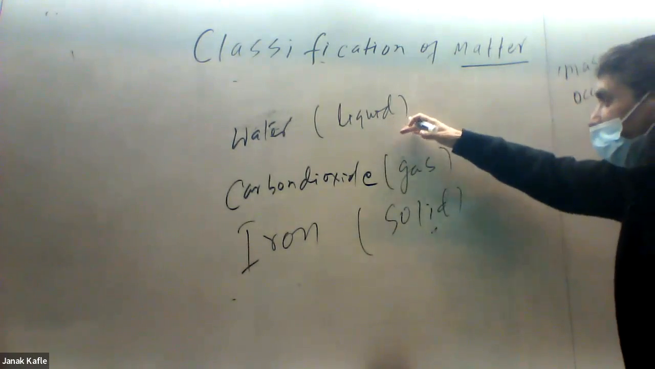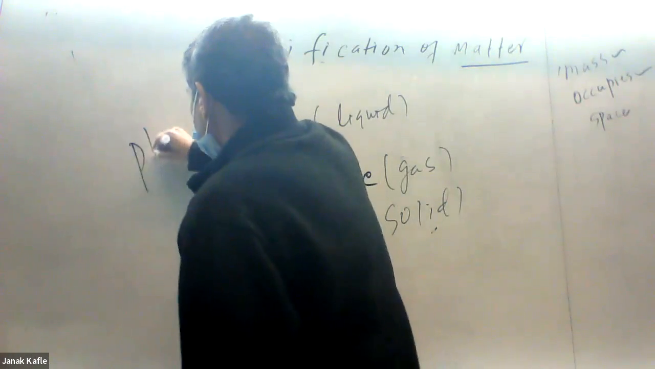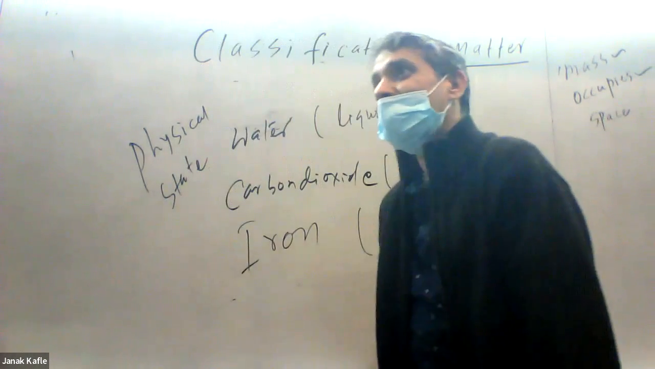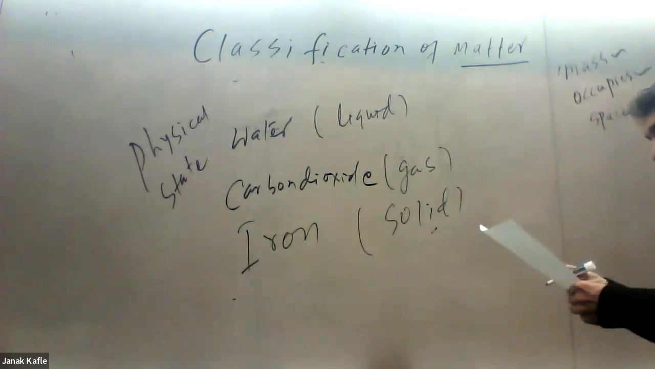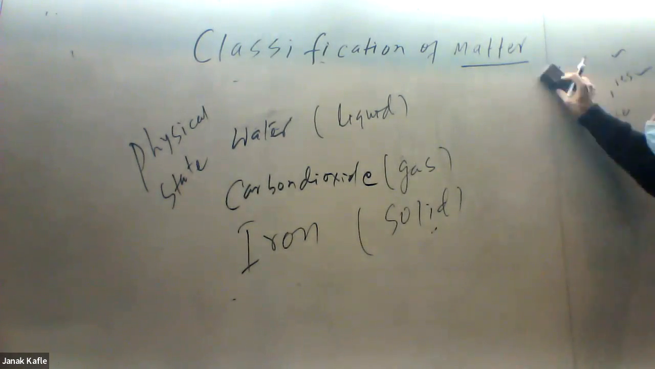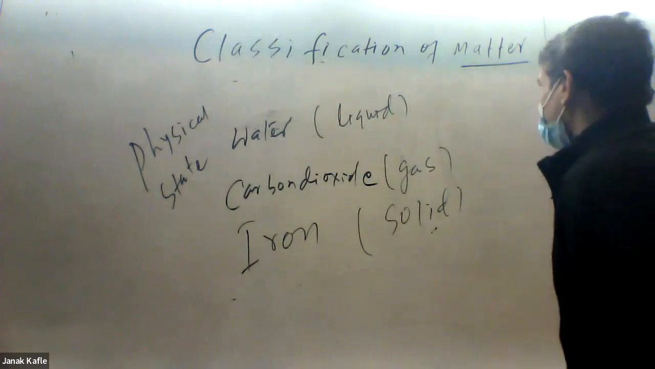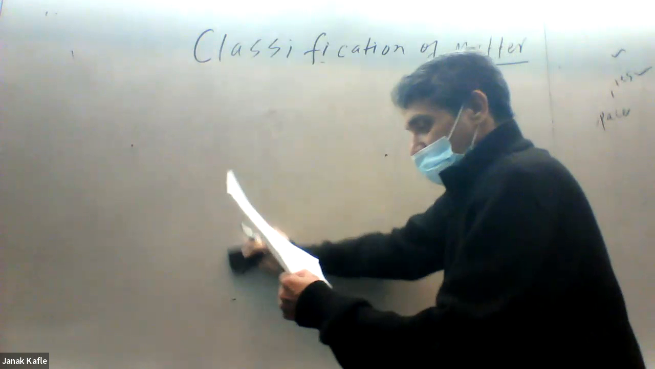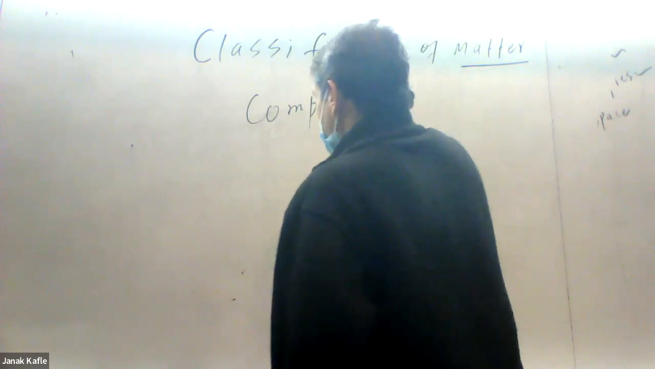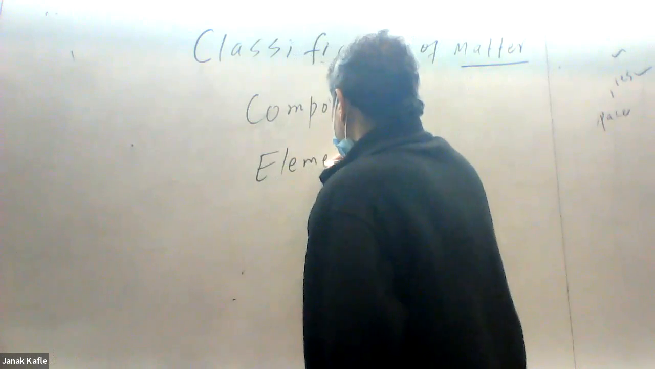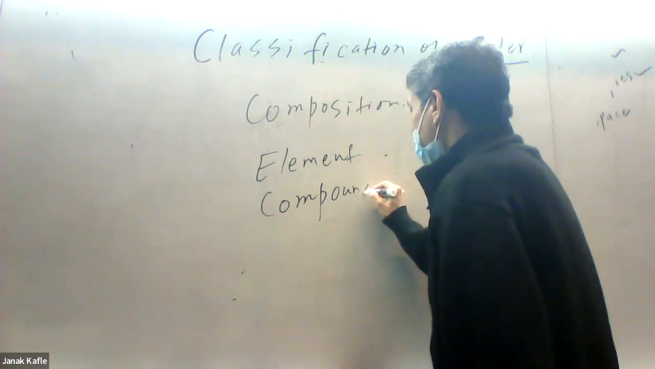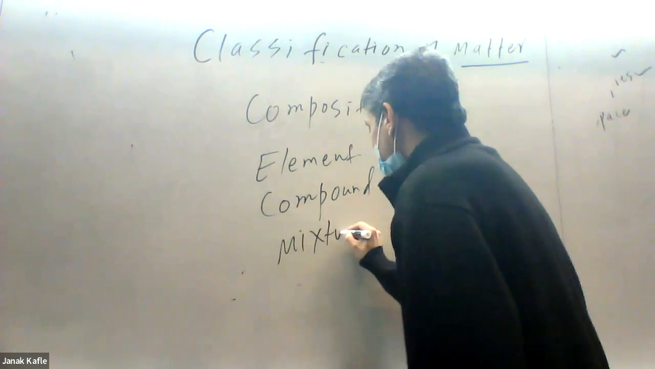So this is the physical state. We are classifying the material according to the physical state. Physical state means how we see and how we feel, right? How do they look like? Now, you can also classify the material according to composition. Composition meaning element. So elemental form, then compound form, and mixture form.